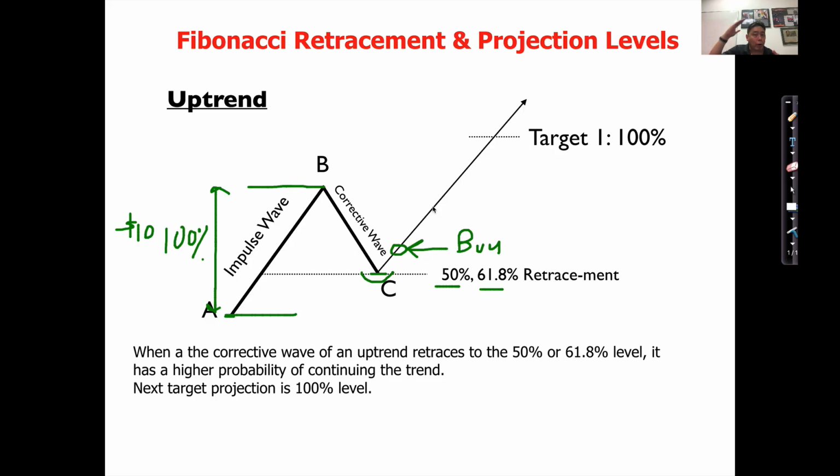Now, sometimes the correction could be a shallow correction where it corrects just a little bit and then it goes up, right? Now, whenever it's a shallow correction, guess what's the ratio? That's right, it's 38.2%.